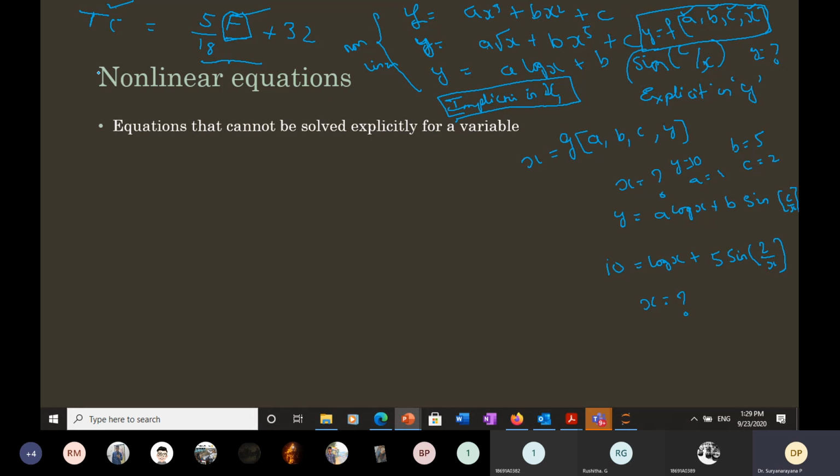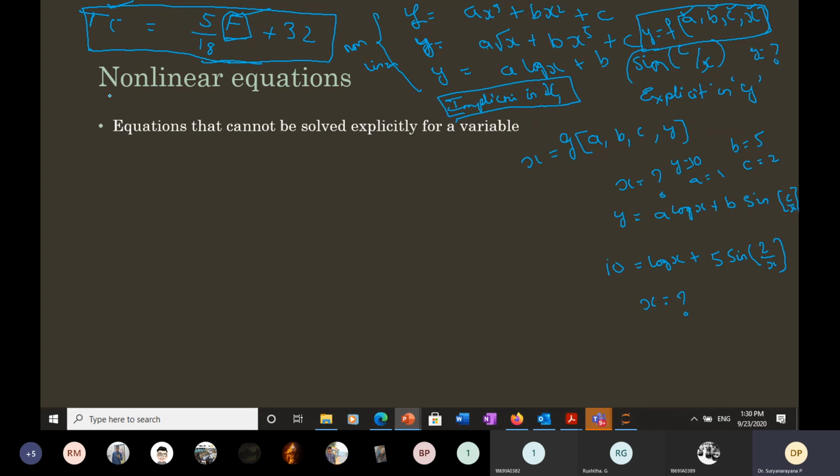If it is a linear equation, it can never be implicit because linear equations are always straightforward. It is easy to invert it. If you want to find F as a function of T, you say T minus 32 times 18 by 5. Not a problem. So the possibility of an equation becoming implicit only comes with nonlinear equations.